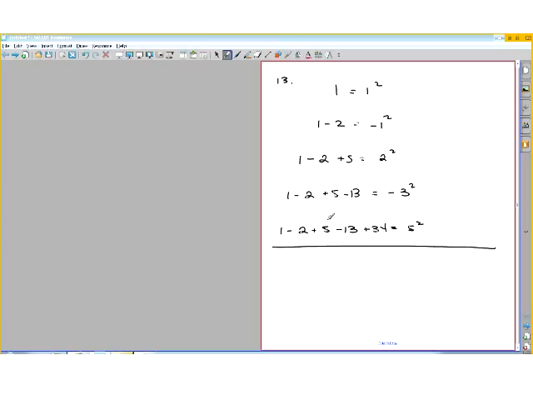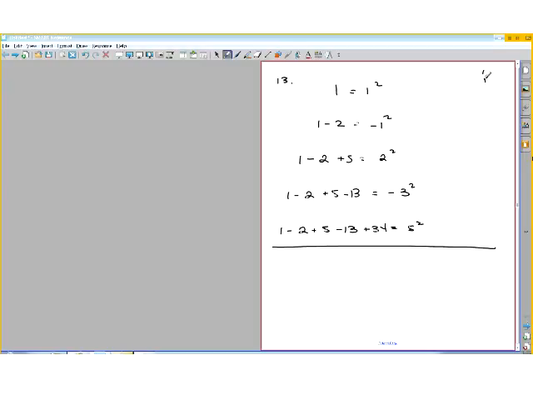Okay, the next one we have is 1 minus 2 plus 5 is equal to 2 squared. 1 minus 2 plus 5 minus 13 is equal to negative 3 squared. And then we have 1 minus 2 plus 5 minus 13 plus 34 is equal to 5 squared. So hopefully what you're seeing here, this pattern, is we have the, let's write the terms in the Fibonacci sequence.